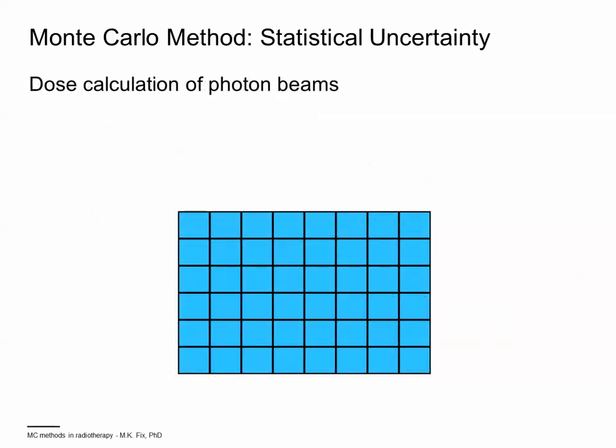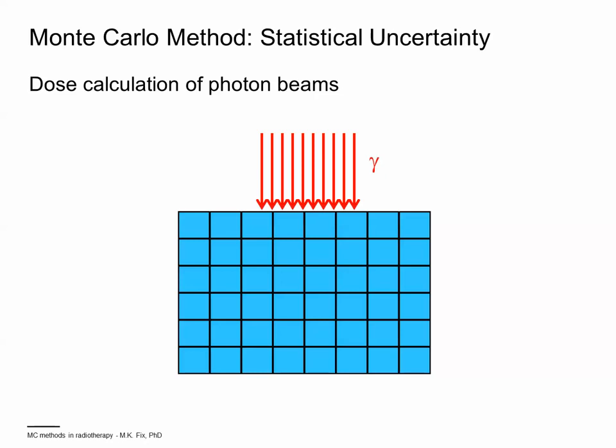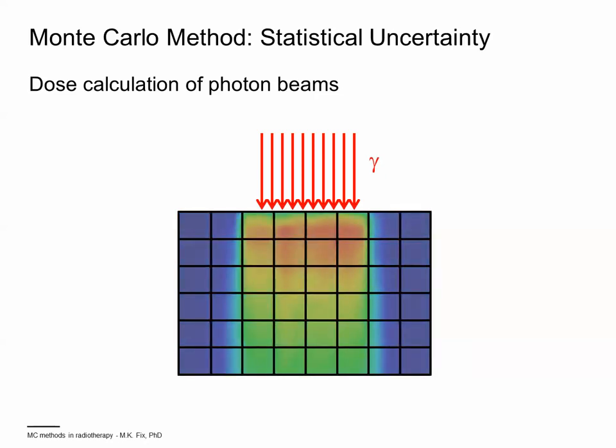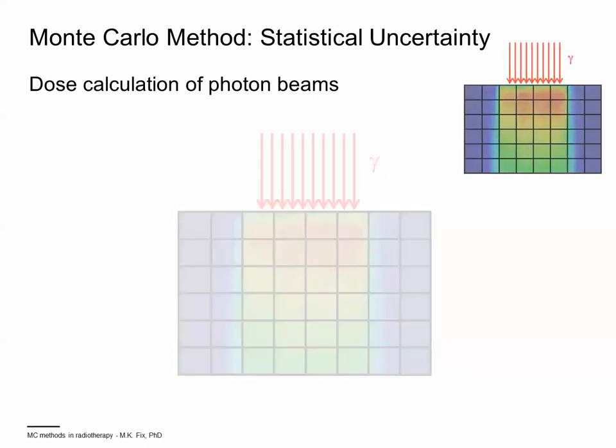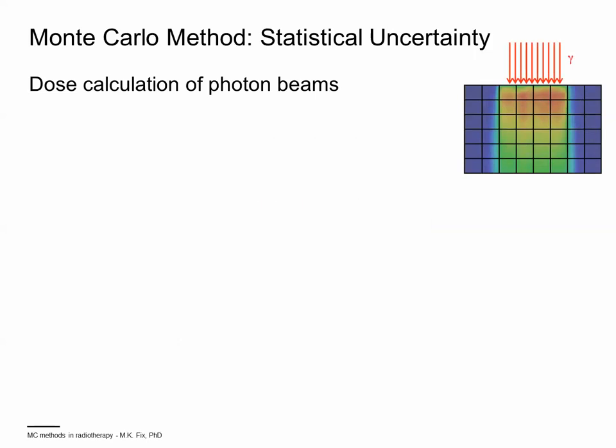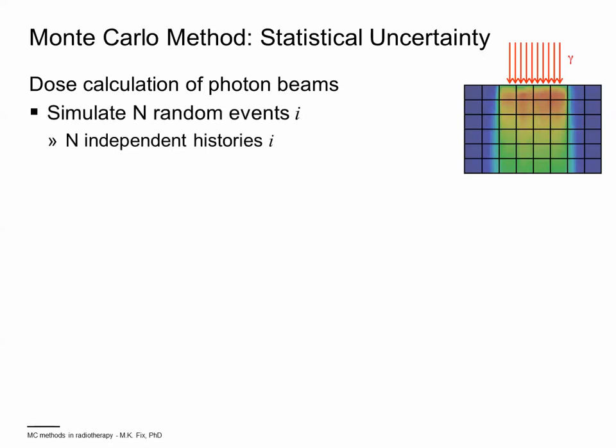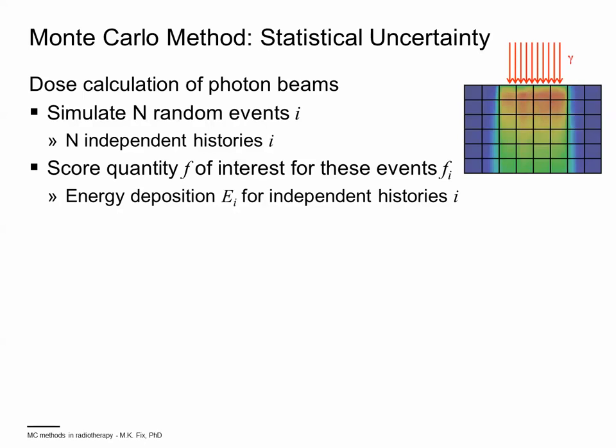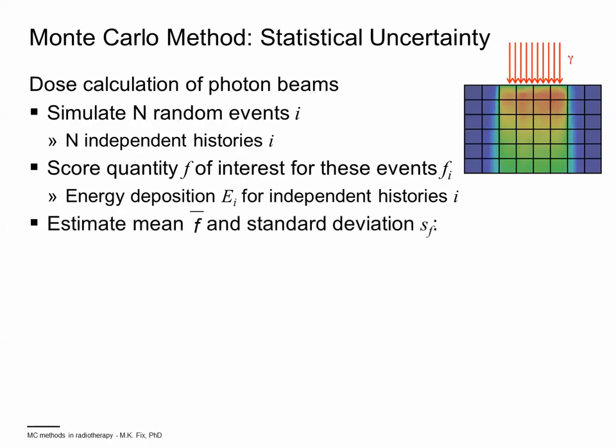With this approach, we can also consider the statistical uncertainty for photon dose calculations with Monte Carlo. Again, we have the water phantom with impinging photons leading to a dose distribution. Now the simulation of n random events corresponds with the simulation of n independent photon histories. The scoring quantity is in this case the energy deposition, and the estimation of the mean and standard deviation follows the previous formula.